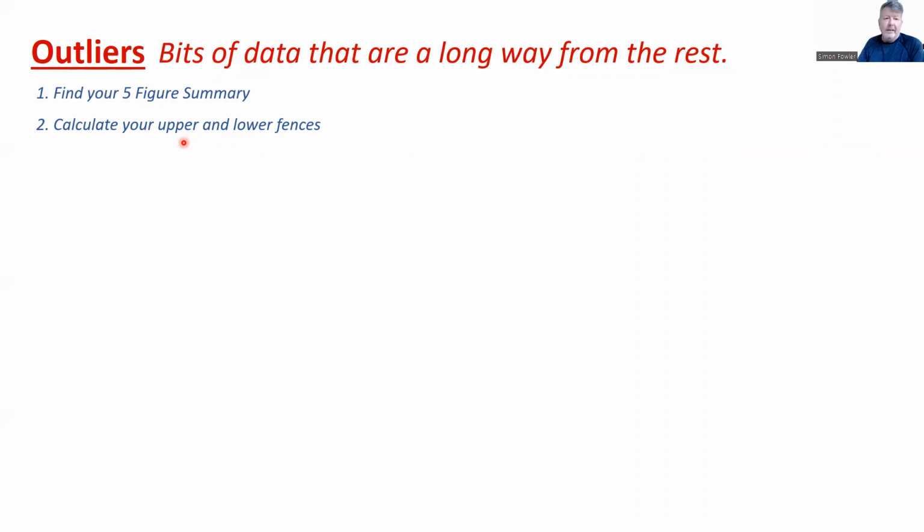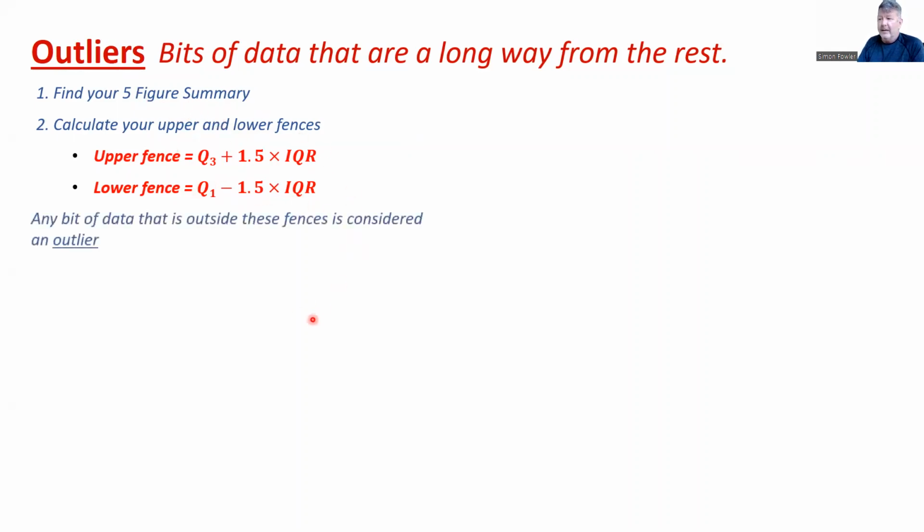So here's a little rule. Don't worry about it just yet. Here's a little rule for the upper fence. It's our Q3 value plus 1.5 times IQR, which we can get straight from our 5-figure summary. And the lower fence is Q1 minus 1.5 times the IQR. All that information comes from our 5-figure summary, so you can see how important that is. And then, of course, any bit of data outside these fences is considered an outlier.